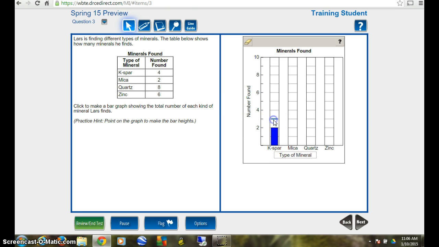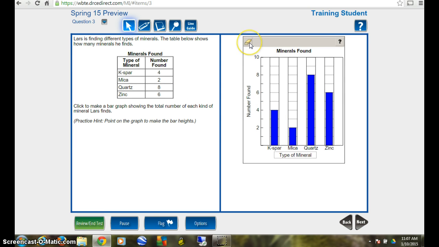1, 2, 3, 4, and then mica is 2, and then quartz is 8. If we just go all the way up here, see the 8, follow this over. There we go, went up really fast there. Zinc is a 6. And we come up to here, and then we can check our work. 4, 2 for mica, look back to the left. 8 for quartz, look back to the left. And zinc 6. I do believe this is correct, so we could go on to next.